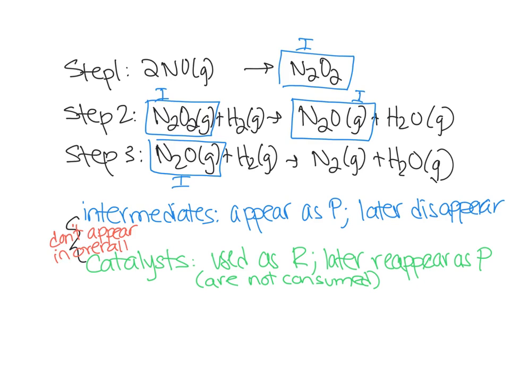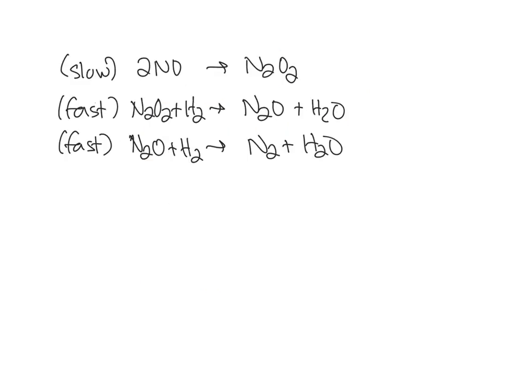You don't see anything going in on the reactant side and coming back out again at the end. We'll find catalysts in some other examples in class. So the last thing we'd like to do is to try and learn how to write a rate law from a mechanism. So let's look at this reaction one more time.